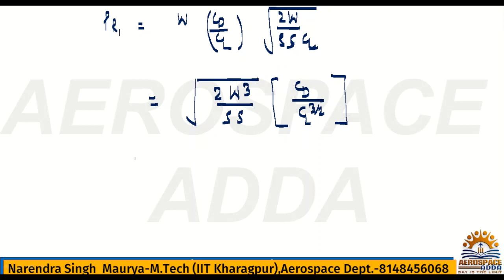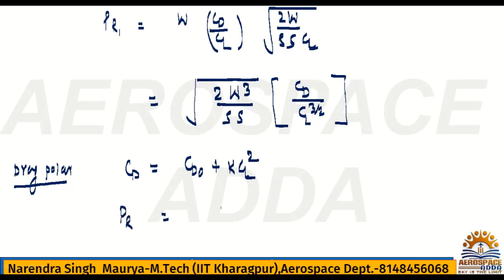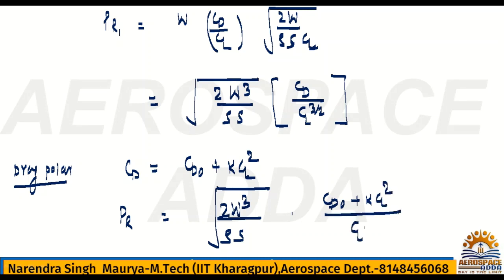Now, we all know why I am doing this, because I just want to write the drag polar. What is the drag polar? It is nothing but CD plus ACL square. Keep this value in the above equation. So what do we make of it? CD is nothing but CD naught plus KCL square divided by CL to power 3 by 2.